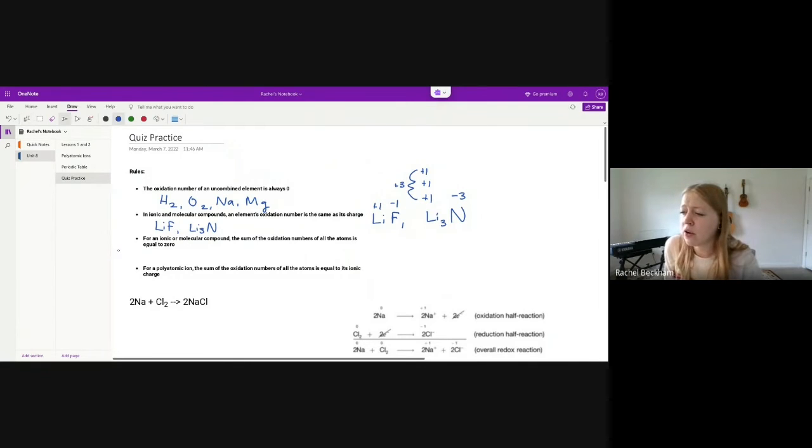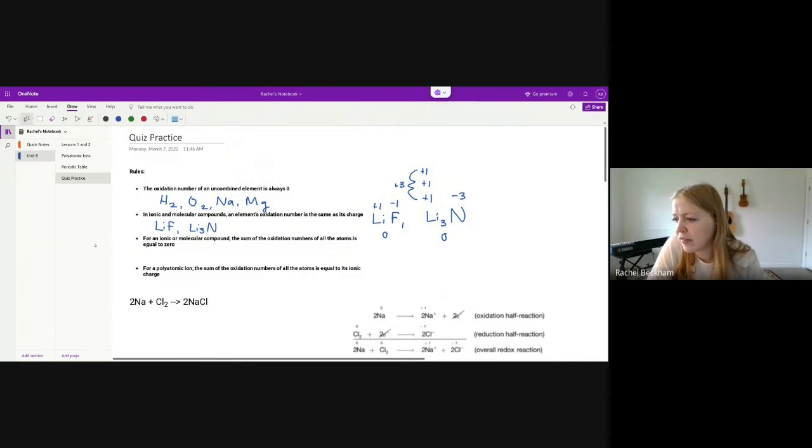Next, for an ionic or molecular compound, the sum of the oxidation numbers of all the atoms is equal to 0. So you can see that here, +1 and -1, that makes 0. +3 and -3, that makes 0. So for any ionic or molecular compound, the net charge is 0. It's going to cancel out. The first one is going to be positive, the second one is going to be negative, and they are going to cancel out with one another.